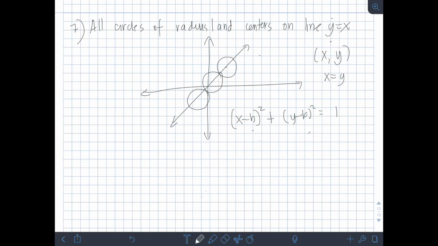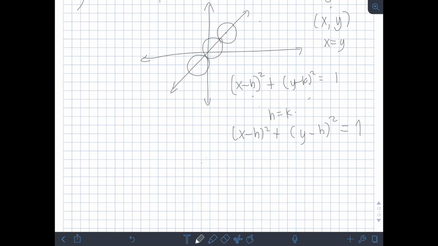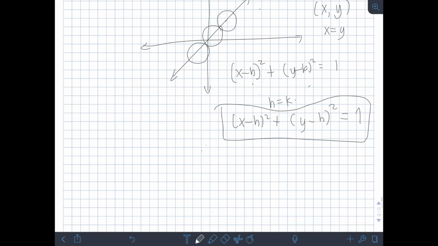So therefore, we can let h be equal to k. So therefore, our constants will be reduced to just one. So we substitute: (x minus h) squared plus (y minus k), which I will just make h as well so that they are one variable since they are equal. So therefore, this will be our equation for the family of curves of circles with radius 1 and centers on line y equals x. So therefore, only one constant needs to be eliminated, so we differentiate only once.